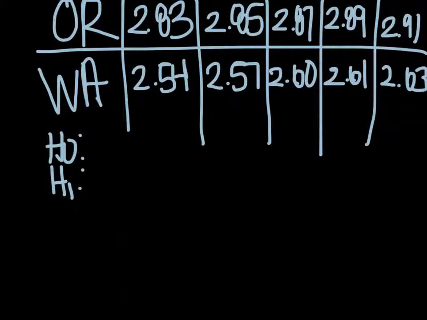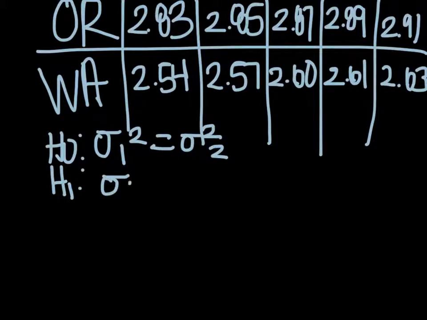alternative hypothesis, which is H1. So in this case, it's sigma 1 squared equals sigma 2 squared for the null hypothesis, and then the alternative hypothesis is sigma 1 squared does not equal sigma 2 squared.